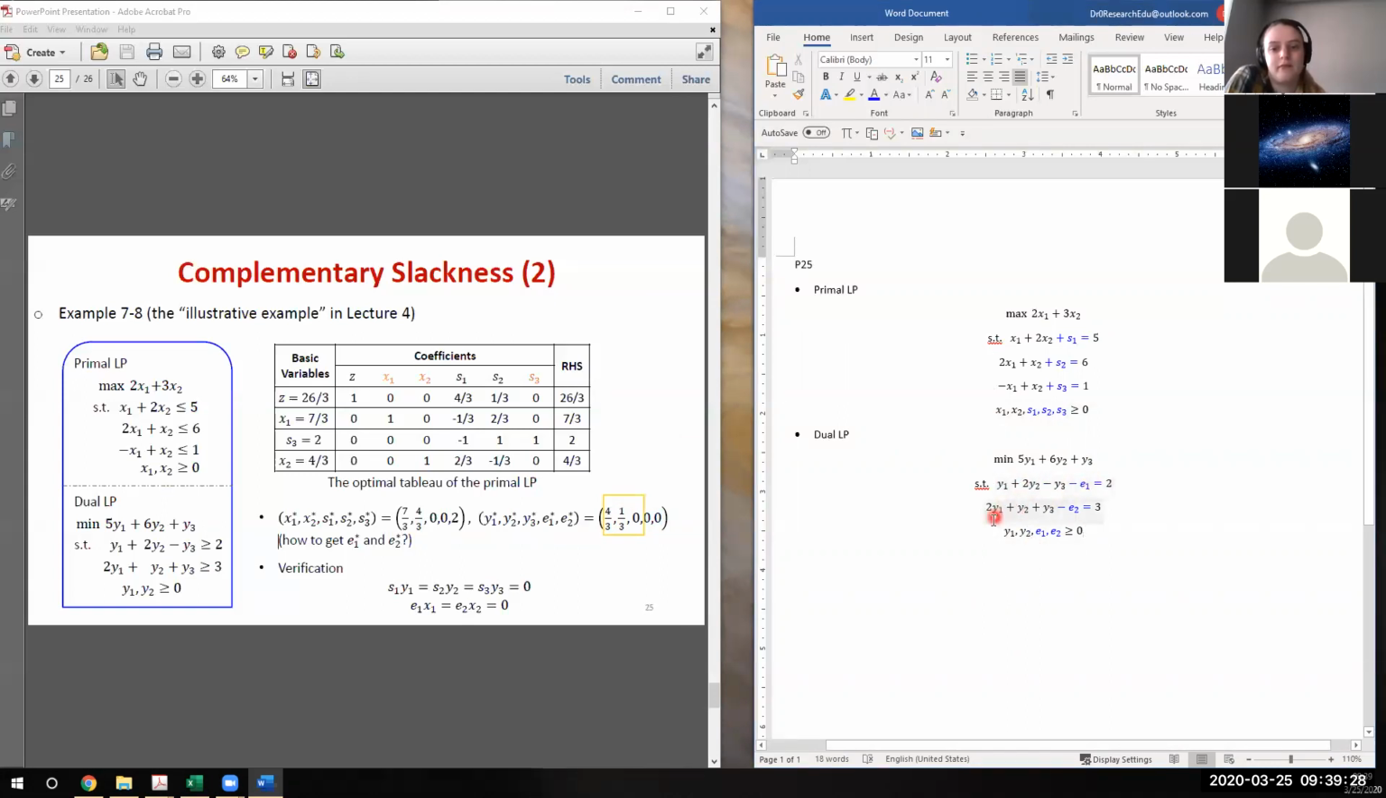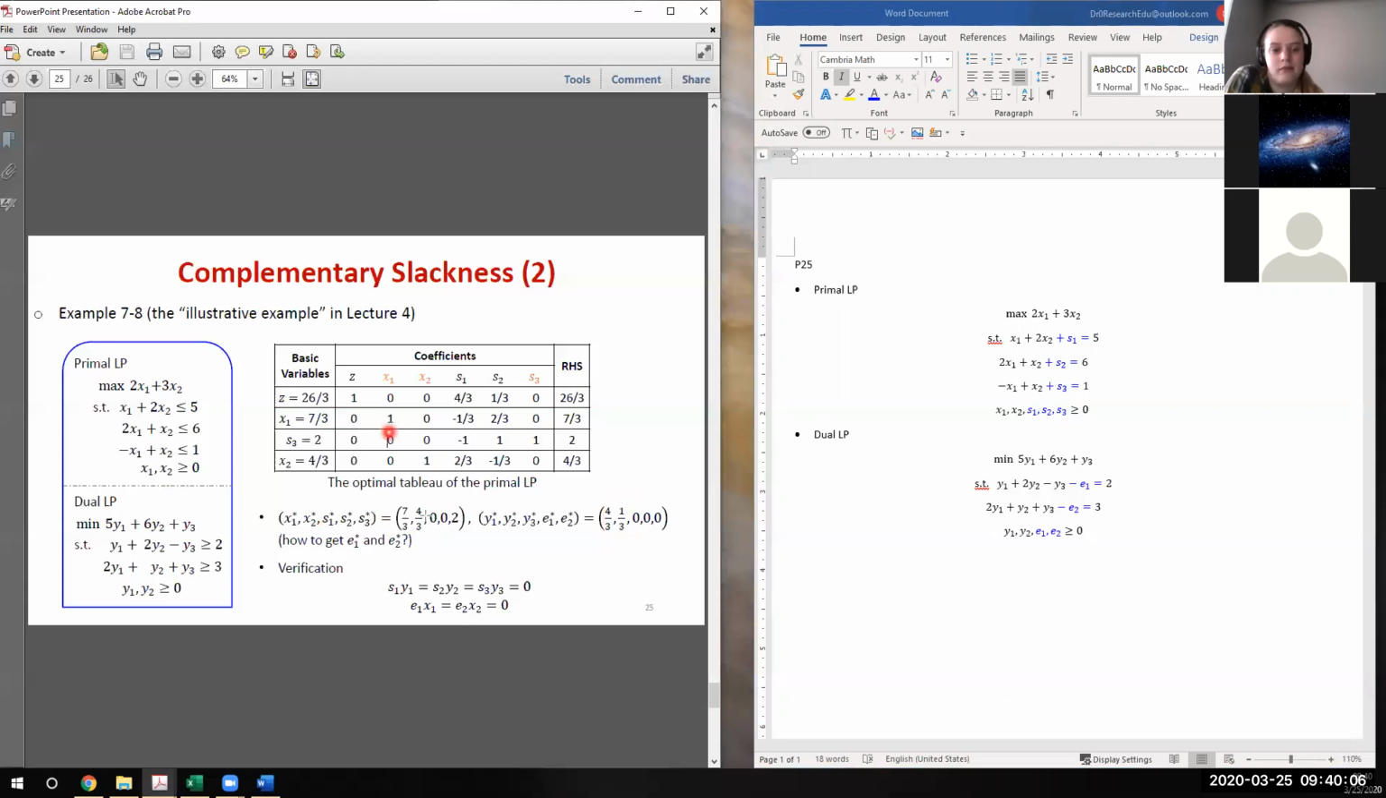The second one is similar: 2 times 4/3 plus 1/3 plus 0 minus E2 equals 3. And this gives you simply 8/3 plus 1/3 is 9/3 equal to 3. So again, my E2 equals 0. See it? Indeed, I have E1, E2 equal to 0. And you can verify this relationship. See? S1 times Y1 equals 0. S1 is this. Okay, let me draw the box again.